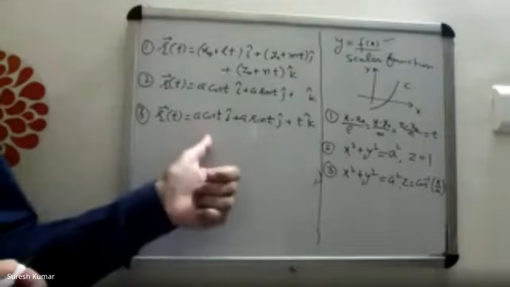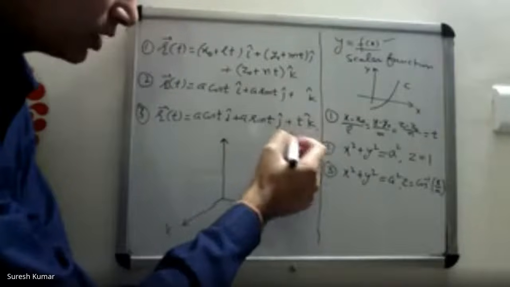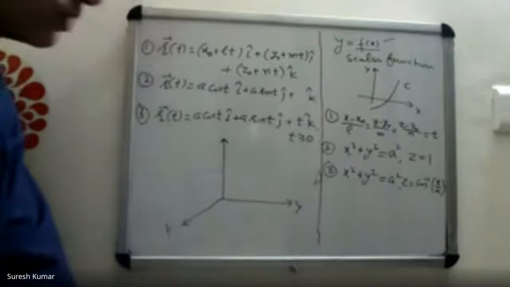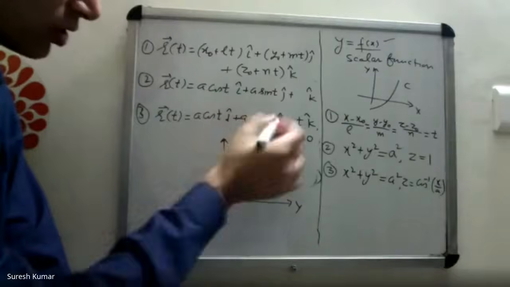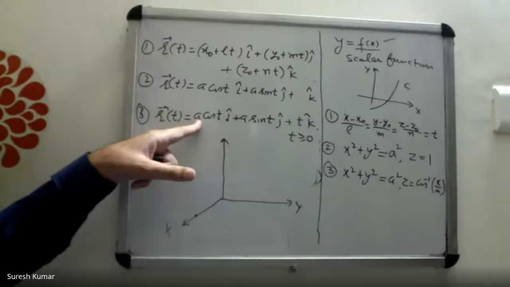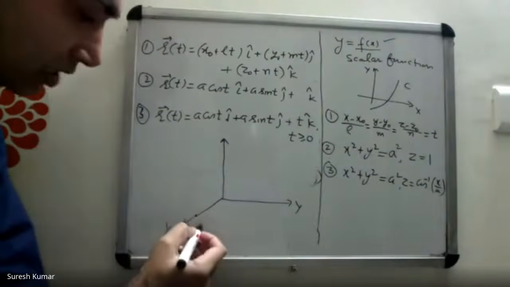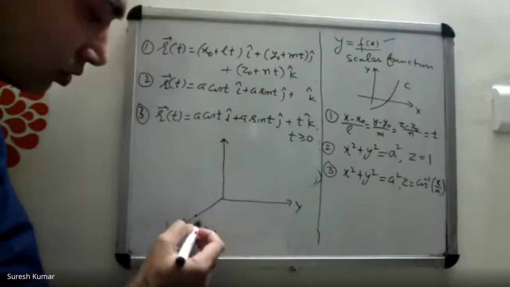Do you understand its geometry? What is its geometry and why? It's a helix. Let me give you a range of t. Suppose t goes from 0 to any higher value. So, this is the first point on this curve. If you put t equal to 0, you get x equal to a, y equal to 0, z equal to 0. Means you are starting from the point a, 0, 0. You know it lies on the x-axis.